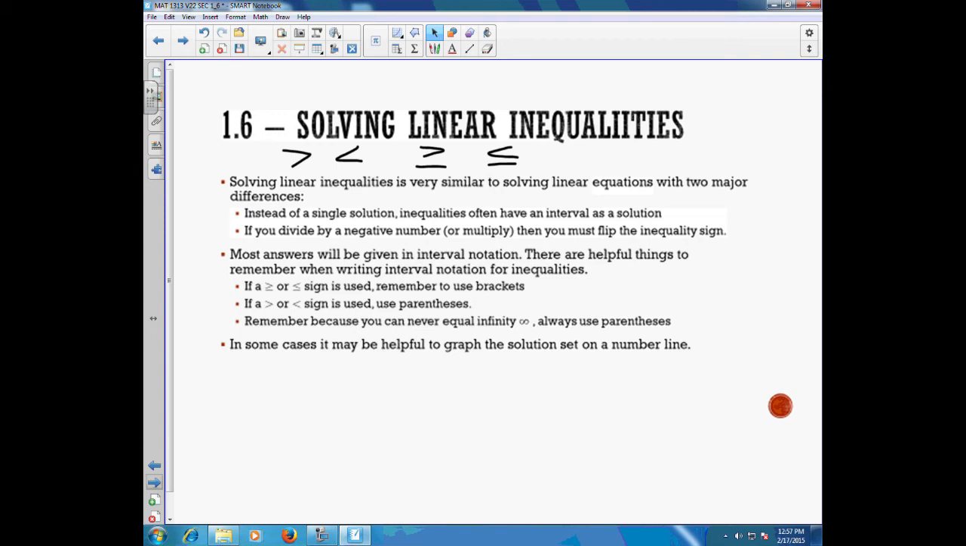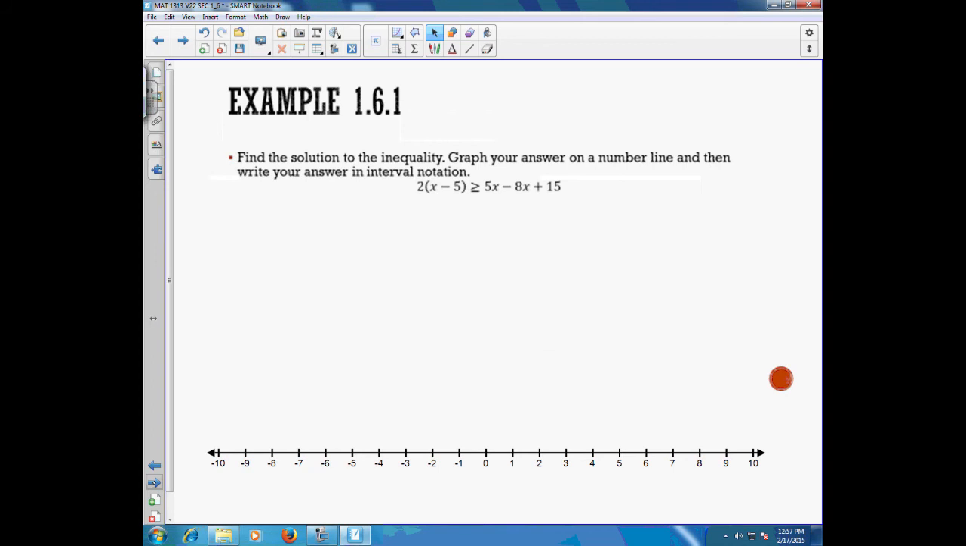And so in some cases it may be helpful to graph the solution set on a number line. We're going to do that throughout this lesson, just to show you how to do it and how it can help. So first, we want to find the solution to the inequality. We're going to graph the answer on the number line and then write the answer in interval notation. So the first thing we need to do is solve this problem.